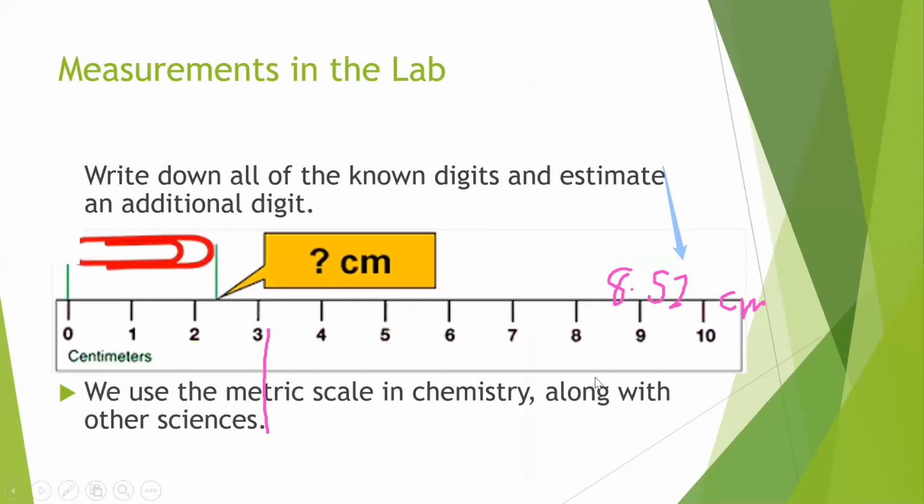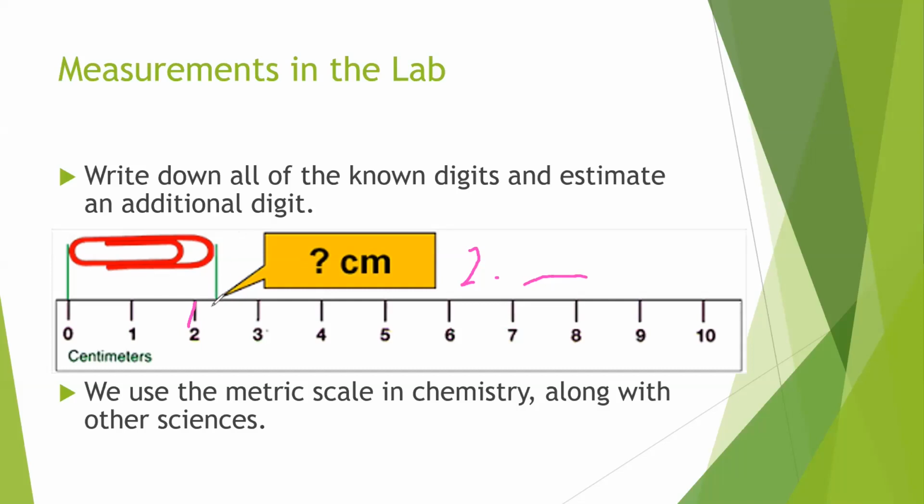So measurements in the lab. It's different than math class when you're measuring. For chemistry, you write down all the known digits and then you estimate one additional digit. For example, the smallest scale on this ruler that we have is 1 centimeter. So we write down our known, which is 2, and then we estimate one more digit.